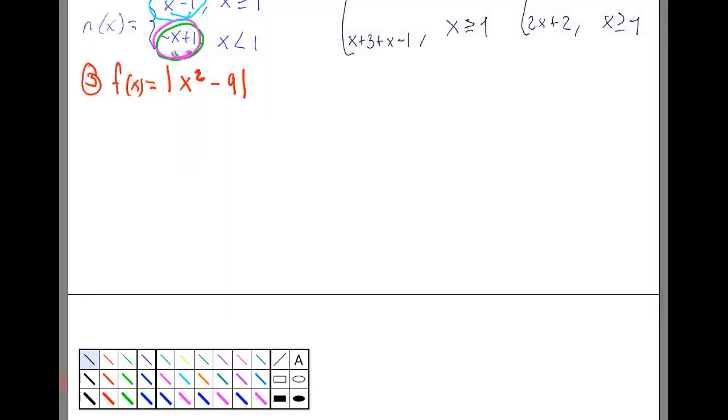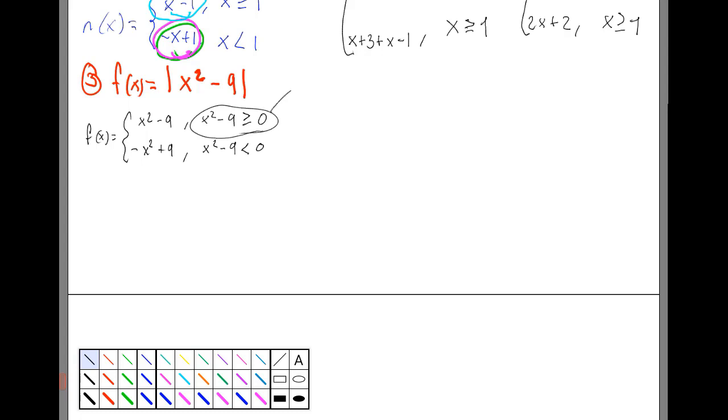Finally, we have a third exercise that in this case we're using a parabola. So we're going to solve it the same. We're going to write f of x is the piecewise function that is the same, x squared minus 9, when x squared minus 9, that is the inside part, is greater or equal to 0, when it's positive. And it's the opposite, minus x squared plus 9, when the inside part, that is x squared minus 9, is negative or less than 0.